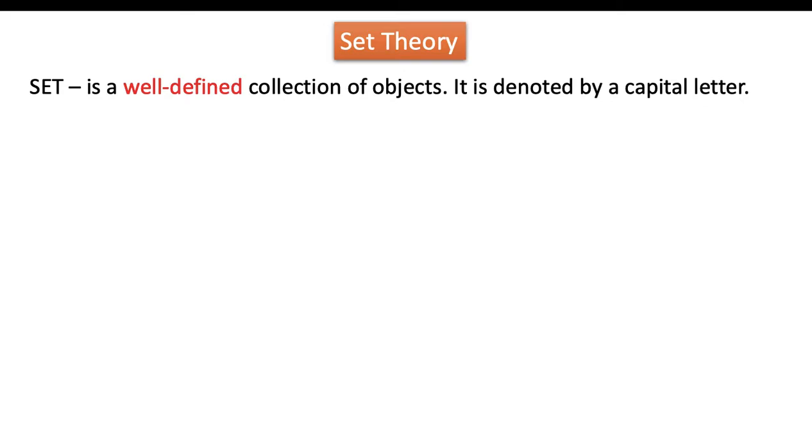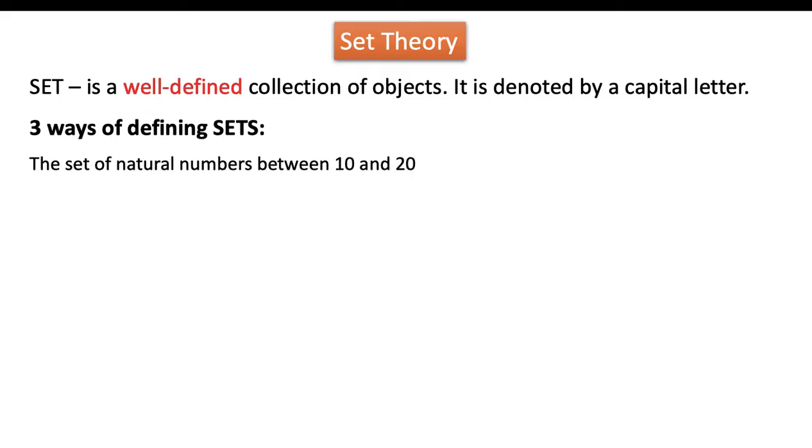A set is a well-defined collection of objects. It is denoted by a capital letter. There are three ways of writing sets. In this given, the set of natural numbers between 10 and 20. This way of writing is called word description.